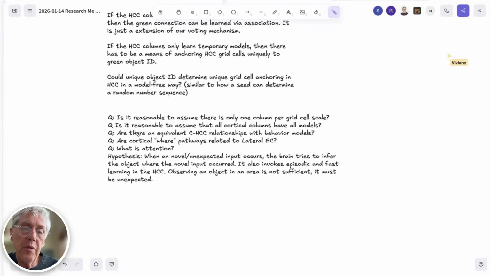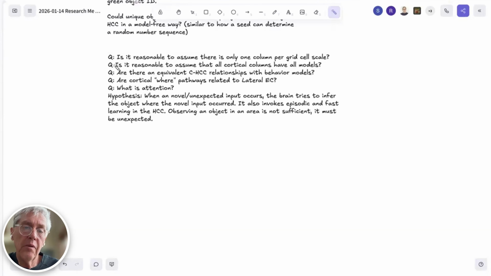Can I just go through my questions before, because I want to make sure we don't forget them? Can I do that? And we can go back and talk some more. Yeah, sounds good. Right. So some of these I've already talked about. Is it reasonable to assume that there's only one column per grid scale?